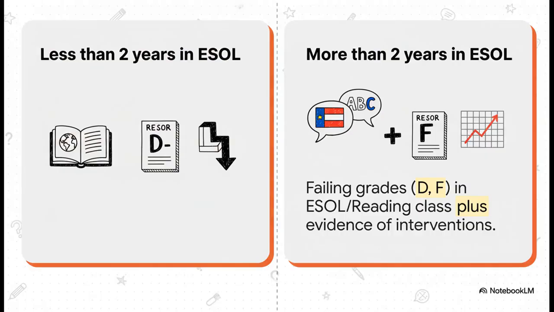And here's where it gets a little nuanced. The rules for that referral actually change depending on how long the student has been in the ESOL program. See, for a student with less than 2 years in the program, we're looking at their grades in their home language arts class. But for a student who's been in the program for more than 2 years, the focus shifts to how they're doing in their English-based classes, and you have to prove you've already been trying appropriate interventions. It's a subtle distinction, but it makes a lot of sense.